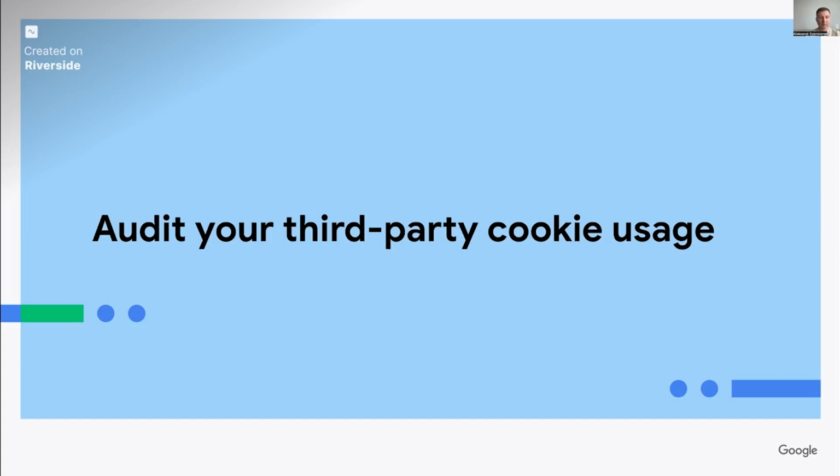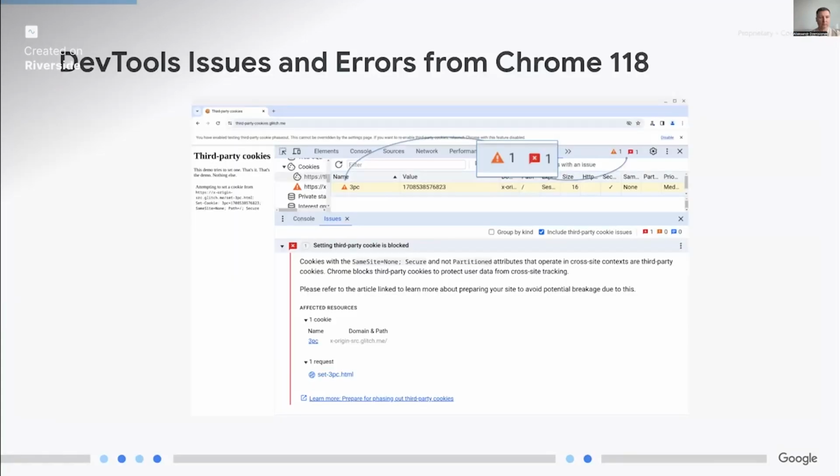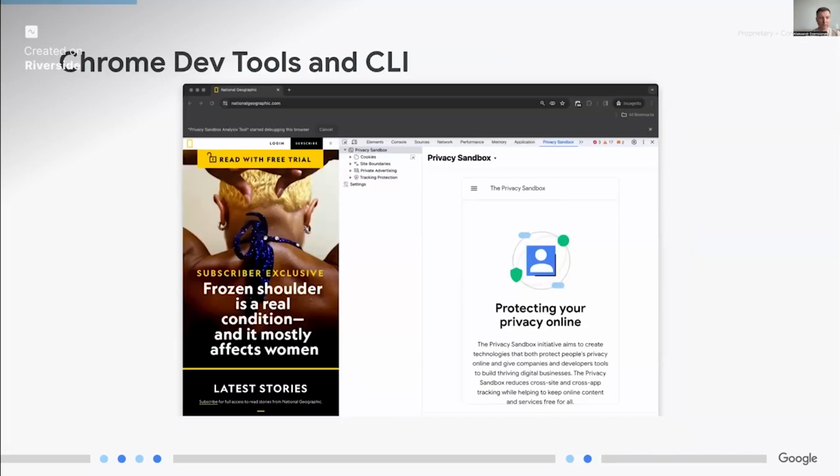If you want more information on tooling and advice guidance available for that, check out go.gl/3pcd-audit. You can see blocked cookies as issues in Chrome DevTools, so that's helpful during the audit. And we also now have a Chrome DevTools extension. You can grab it at the Chrome Web Store.